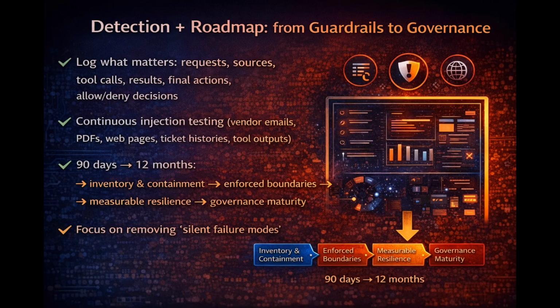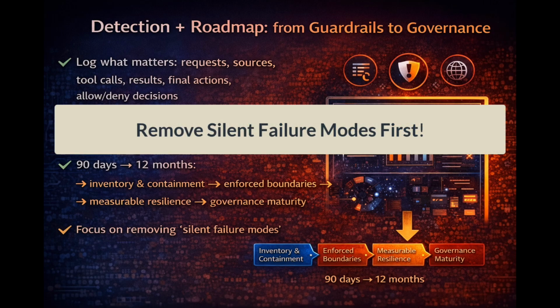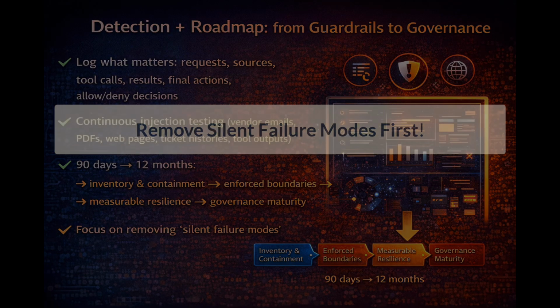Then there's a practical timeline. In days 1 to 30, inventory assistants, tools, and untrusted inputs, and gate the highest-risk tools. In days 31 to 90, build a tool gateway with allow lists, confirmation UX, labeling, and logging. In months 4 to 6, add CI testing and alerts. In months 7 to 12, mature governance and change control. The guiding rule: remove silent failure modes first.